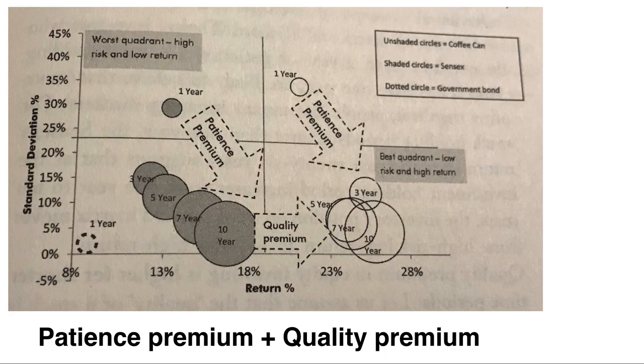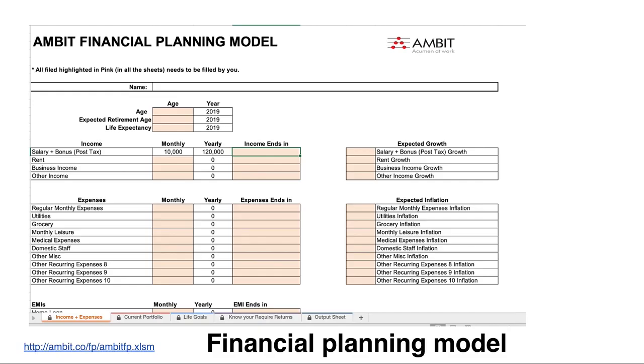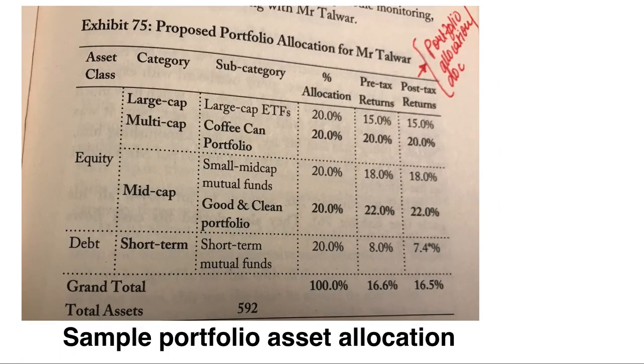So patience premium and quality premium seems to be the key learning from this book. They also give a financial planning model Excel document, which can be found at ambit.co/fp, ambit fpxlsm. It's a pretty good freely available model that they have provided, which you can put in your details and it'll give you your current portfolio, life goals, and then it'll tell you what percentage returns you will make. And then the output will be a sample portfolio of asset allocation.